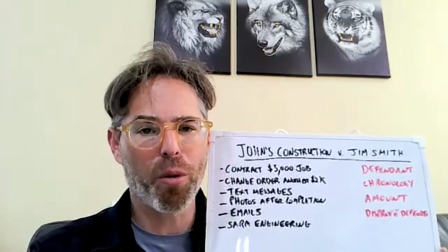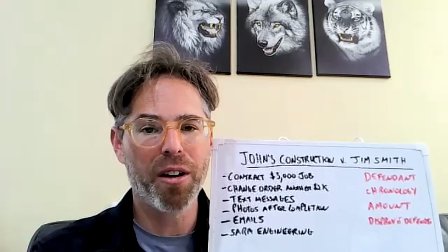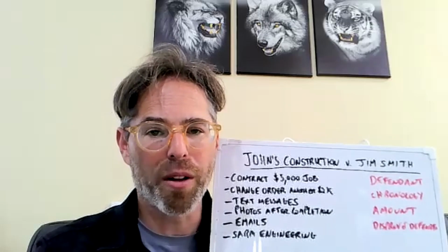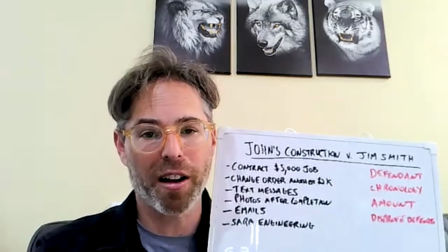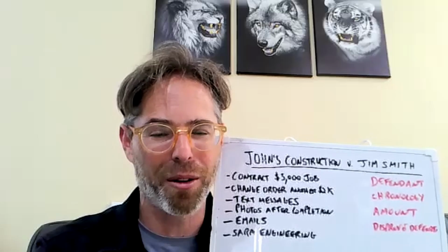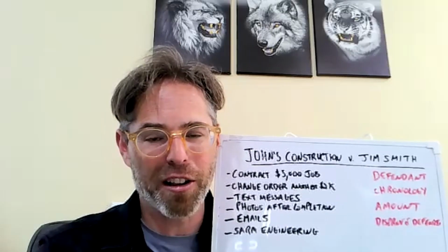So let's take what I talked about in the previous video with this fact scenario that we have now to understand how John's Construction is going to prepare for the upcoming trial. Okay, so let's assume that John goes ahead and files a lawsuit. He's checked the limitation period, as I talked about in the first video. There's no limitation problem here because it's well within the time that John is allowed to sue.